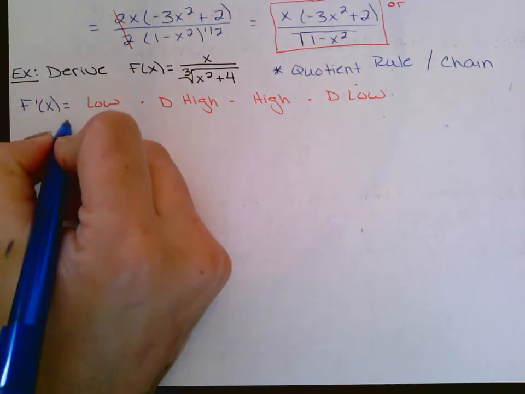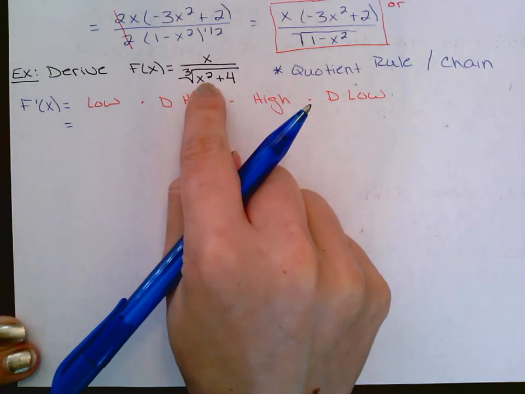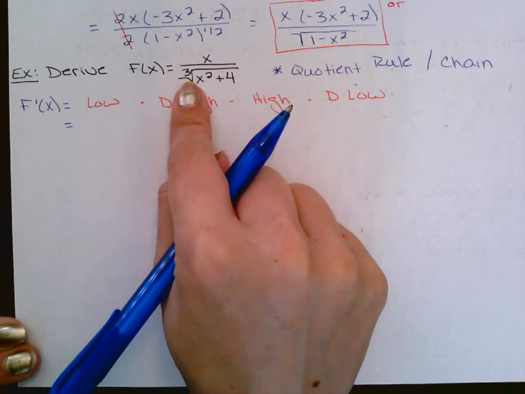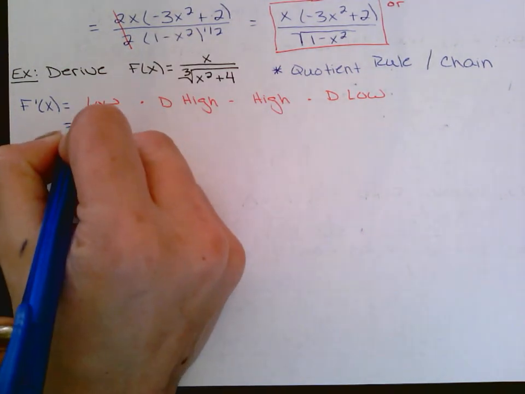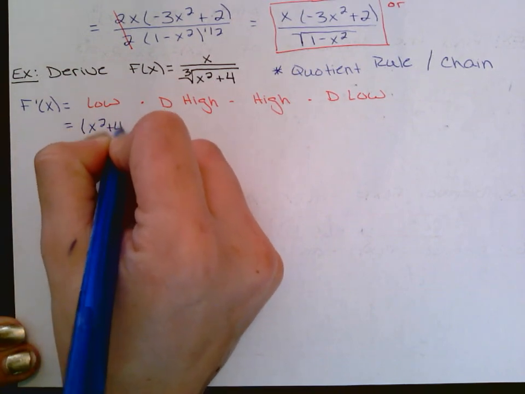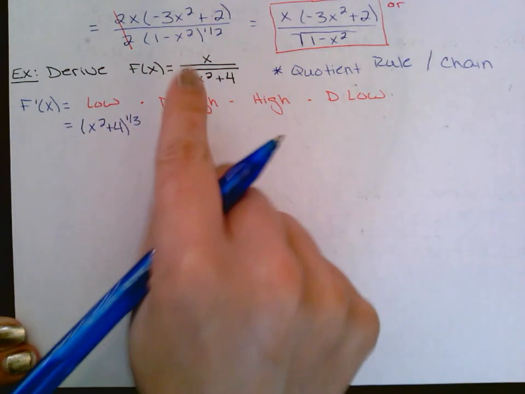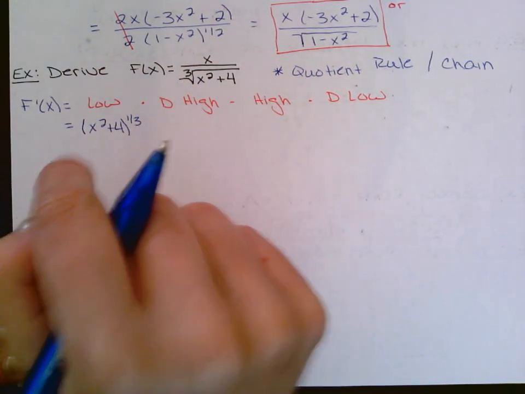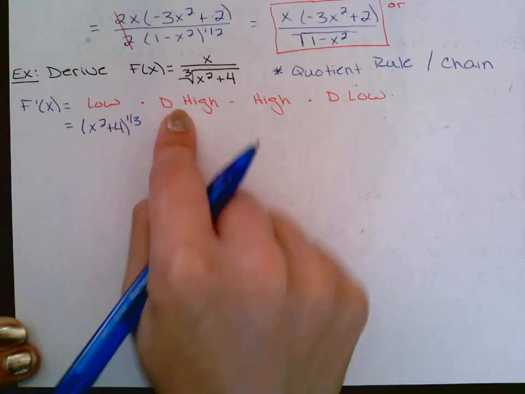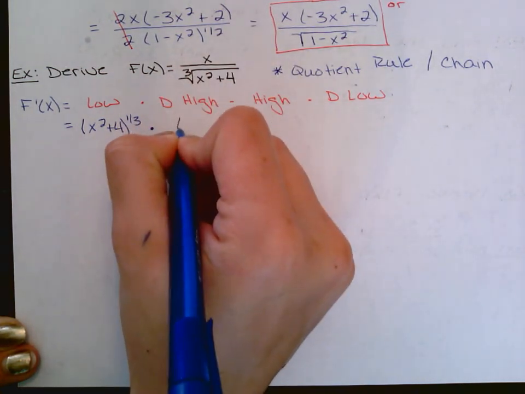So when I go to write low, remember we are going to rewrite this with exponential form. A cube root is the same thing as saying raised to 1/3, okay? So my low, I'm going to write it as x squared plus 4 raised to 1/3. I'm not doing the derivative, I'm just rewriting the denominator as a fractional exponent. Now d high, derivative of high. What is the derivative of x? Well, that one's nice and easy. It's just 1.